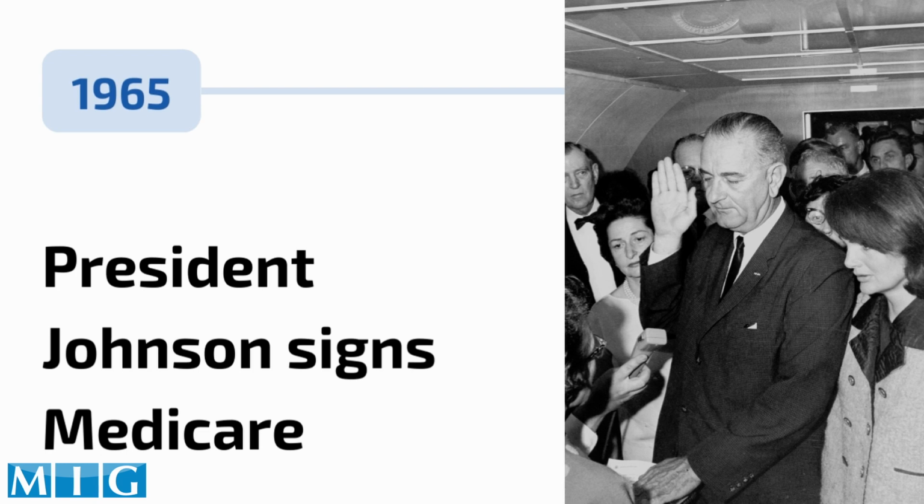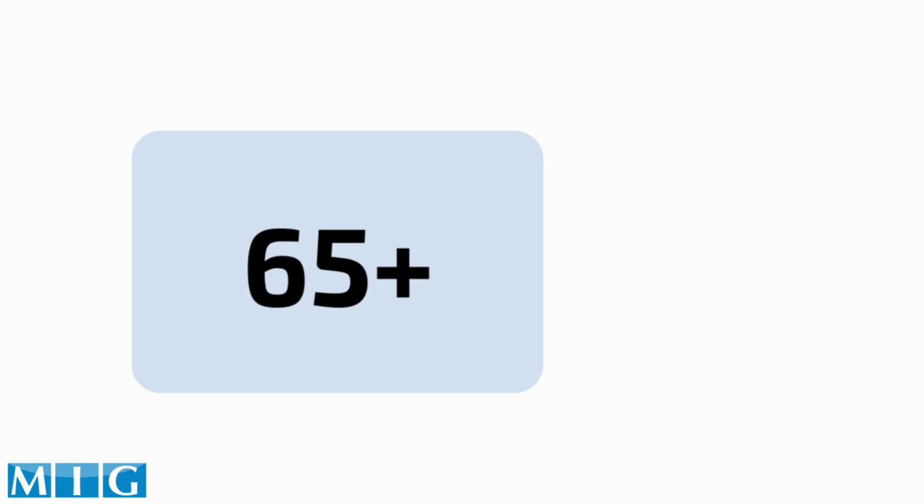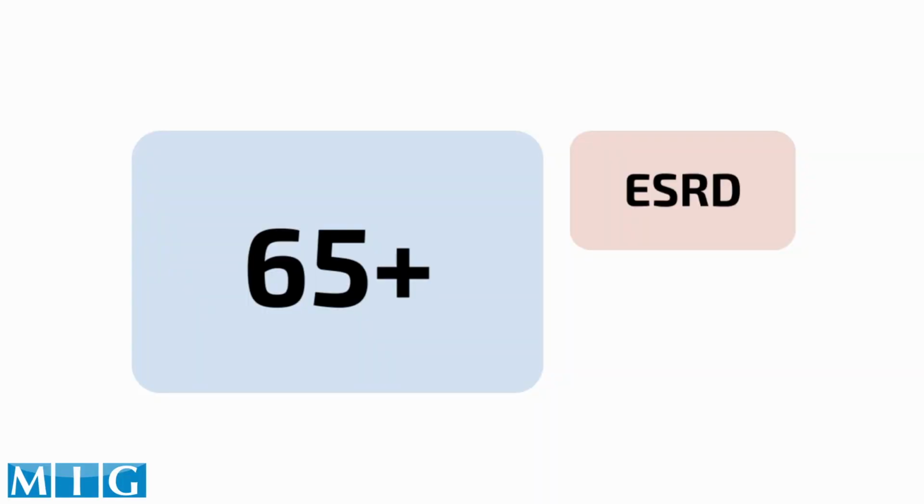Back in 1965, President Lyndon B. Johnson signed Medicare into effect. Medicare was primarily designed to provide health care for seniors above the age of 65. But it was also for people with a few select medical conditions such as end-stage renal disease and ALS, also known as Lou Gehrig's disease.